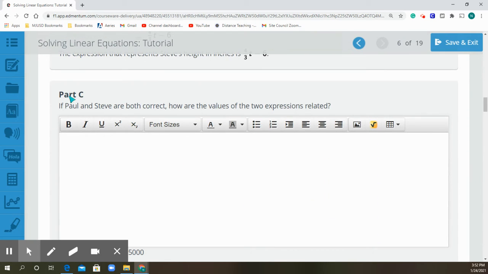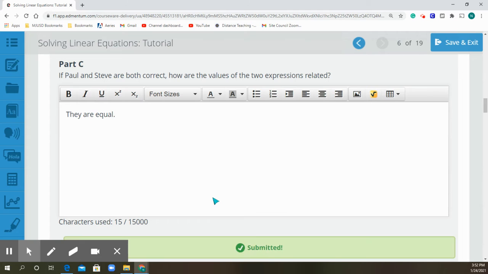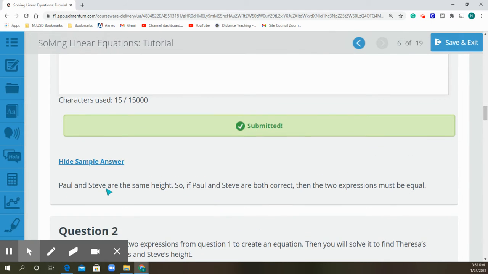All right, now part C. If Paul and Steve are both correct, how are their values of the two expressions related? They are equal. They're the same. They're equal. They're just saying it two different ways. Paul and Steve are the same height. So if Paul and Steve are both correct, then the two expressions must be equal.